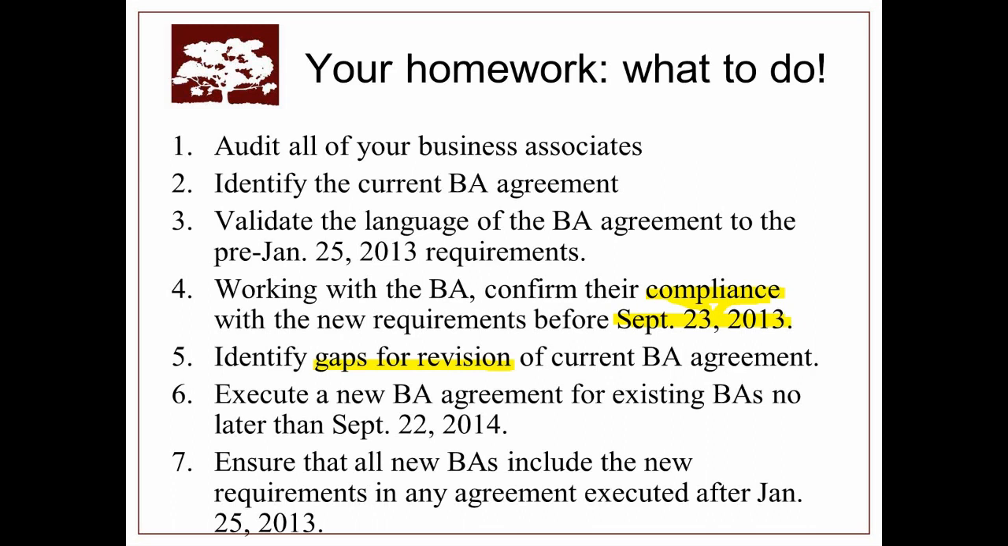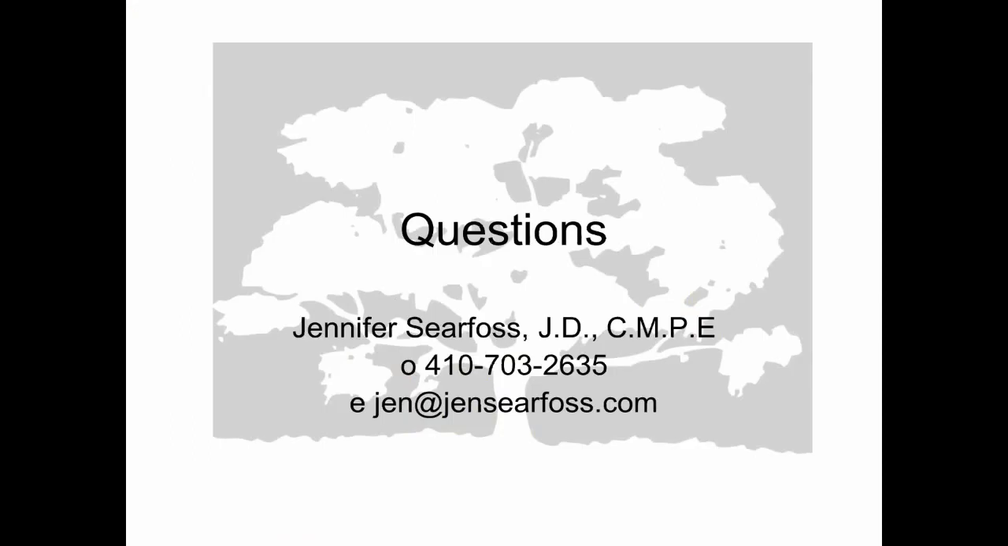Look for gaps in the revision of the BA agreement. Hopefully the business associate is working on this and revising the agreements themselves, but again, this may be something that they turn to you for. You've got a year. So for existing agreements, September 22nd, 2014 is the deadline. But for those new business associates that are out there, especially under the expanded language, you need to make sure that you have the new agreements done. So make sure that those are out there. And again, you have until September 22nd for existing and basically now for all of the others.